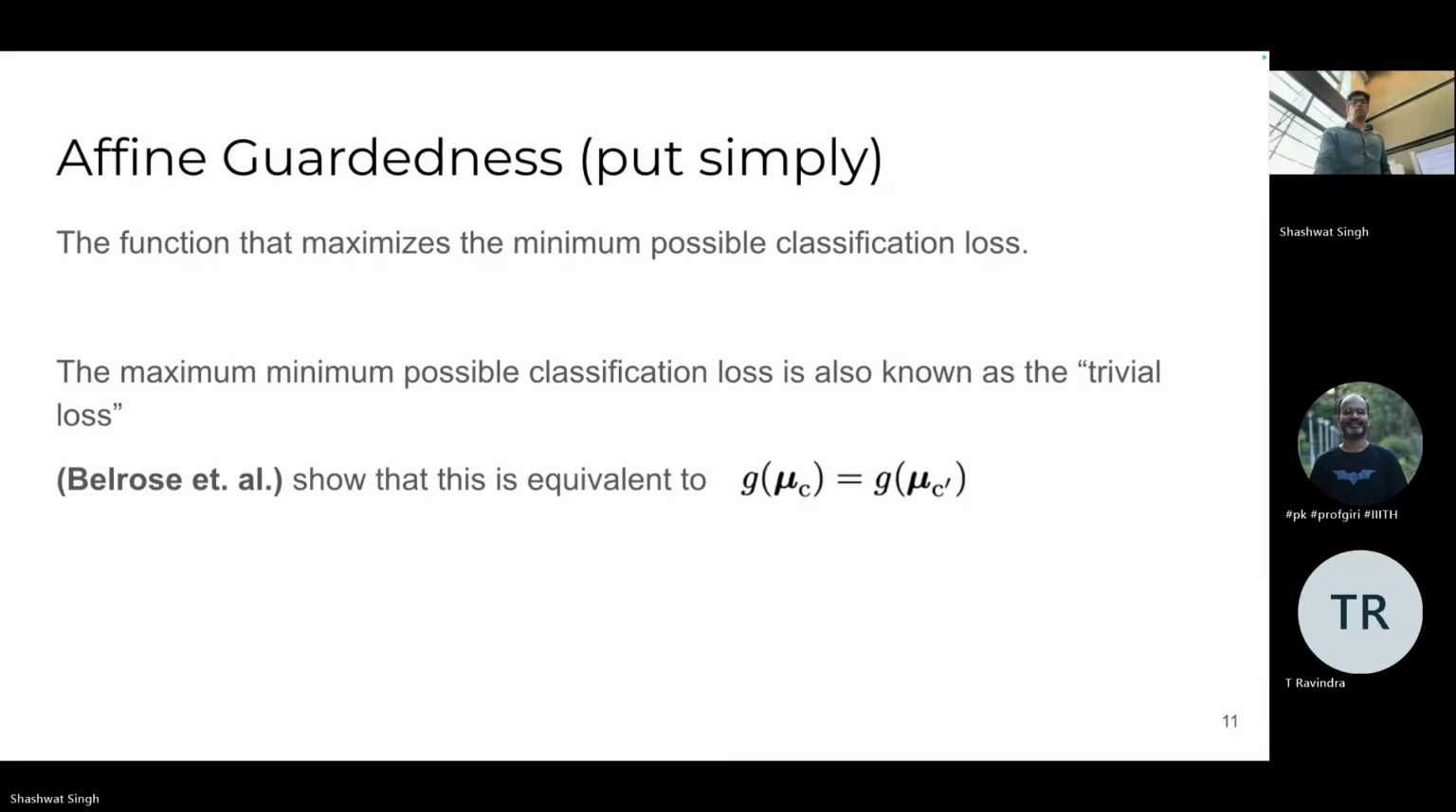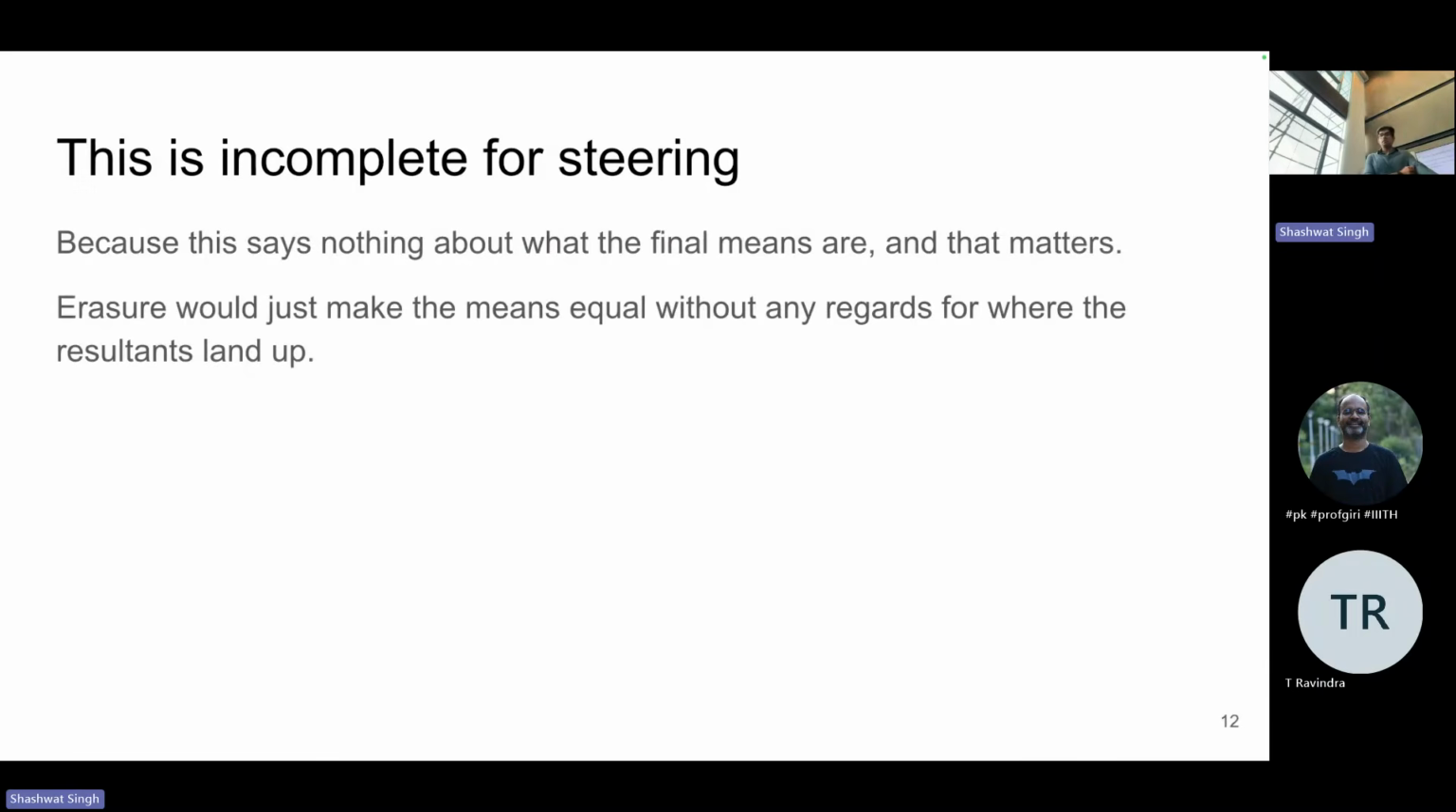It'll suck. Now, this is incomplete for steering because all I did as of now is remove a concept. So if I'm, let's say, trying to control for sentiment or toxicity or whatever, I'm trying to control the output, this did not give me any guarantee on where my final output lands up. And that is not good. But I went into erasure because it gives us a very nice jumping point to how we are going to define steering next.